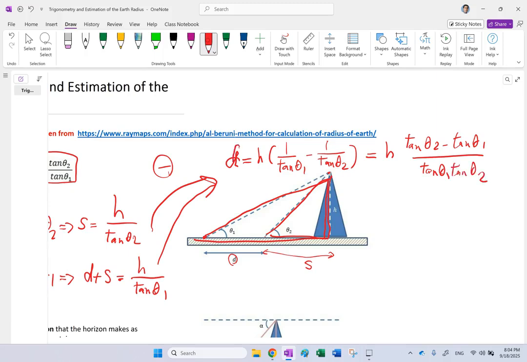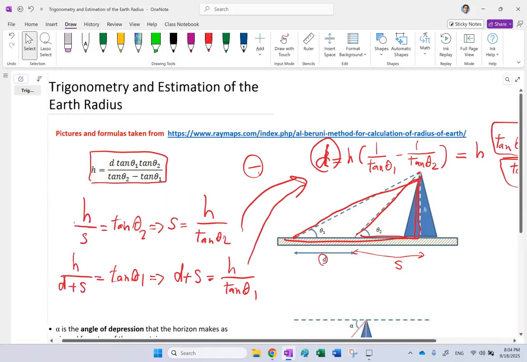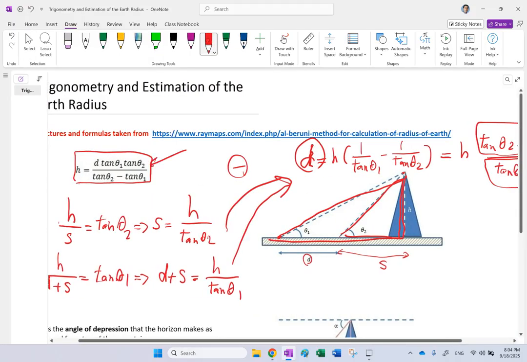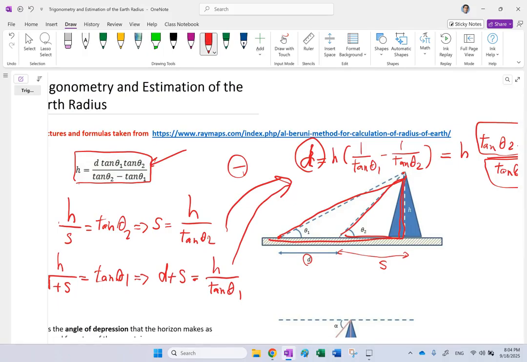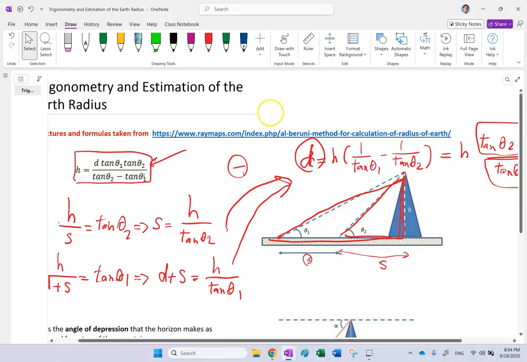And now all you need to do is to basically solve h as a function of d and this. So what you need is to multiply this by d and divide it by this one, and that will exactly give you this. So all I need is to measure theta 1, 2, and the distance traveled d, and that will give me the height of the mountain.